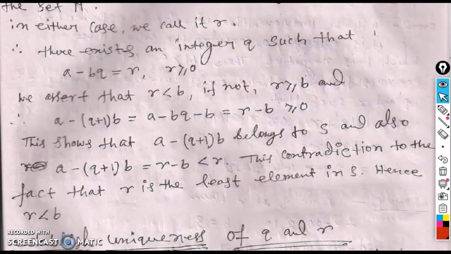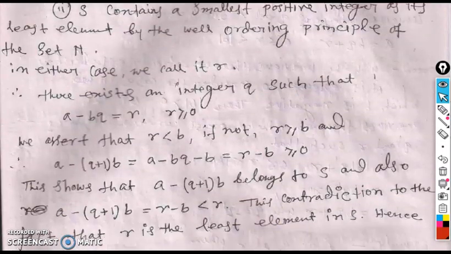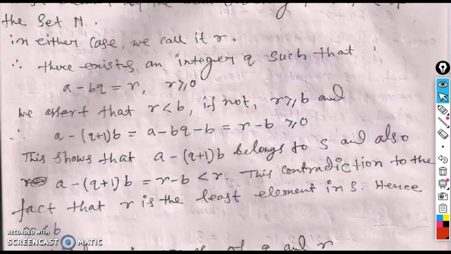That is the fact, where r is the least element in S. Since the video is limited to 15 minutes, we cannot complete the uniqueness part of the theorem, that is, of q and r. The next part of the theorem says that q and r should be unique. Wait for the next lecture for the proof of uniqueness of q and r.